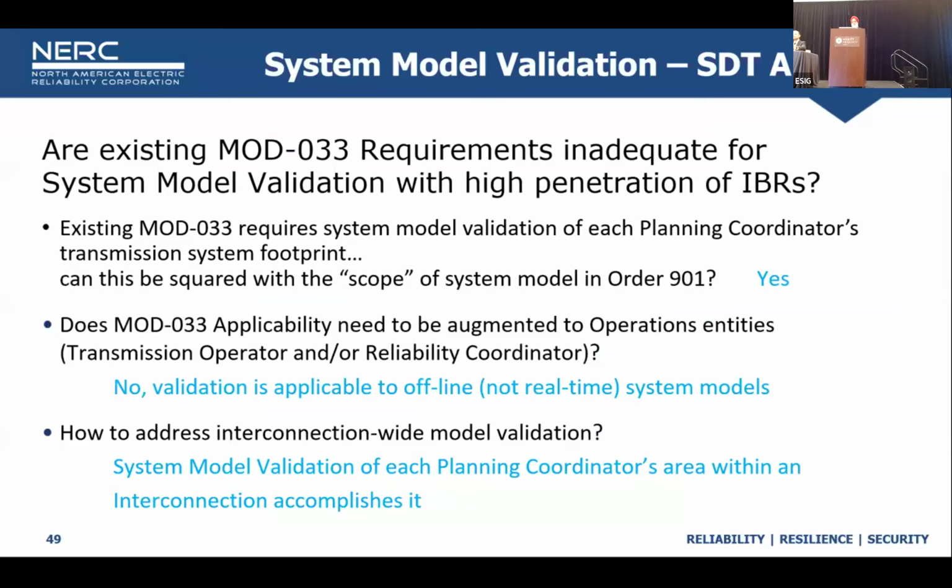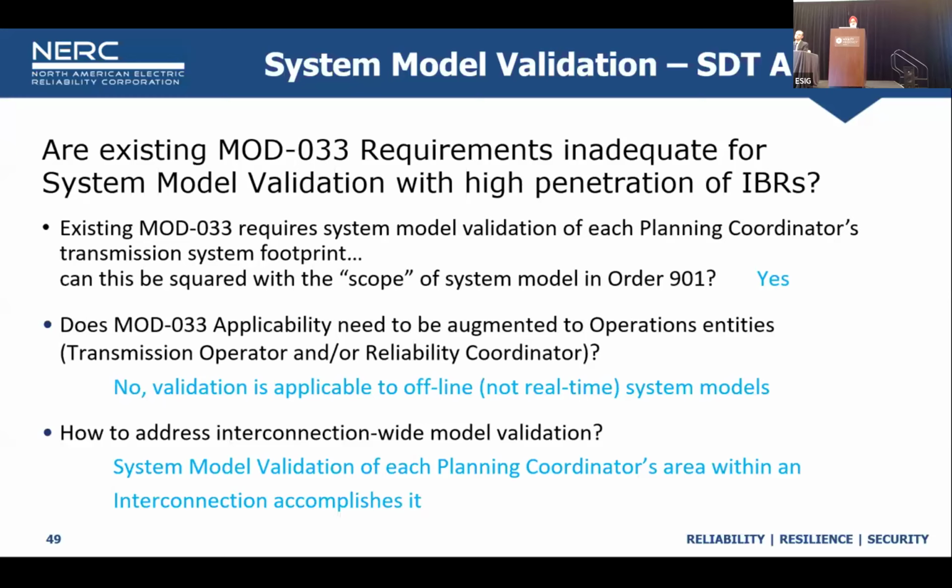First question, can the scope of system model be squared with Order 901? And the answer is yes. Why? Because even though Order 901 throws an operations model into the mix of system models, we are still talking about offline operations models, not the real-time operations model like an EMS model. Because if it's a real-time EMS model, that's the actual system behavior that you're comparing against for model validation. So you're not going to compare the same thing with itself for validation purposes.